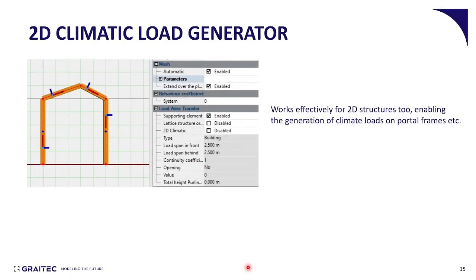The climatic load generator is also applicable to 2D structures, selecting specific options on the different elements. The user can see the climatic loads on 2D frames, for example, 2D steel frames. And this makes the climatic load generator very beneficial for the user, since it can be applicable to a wide range of structures.